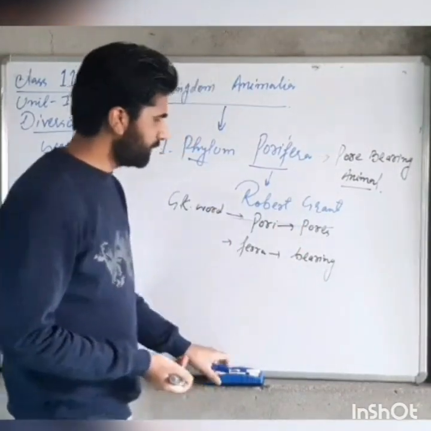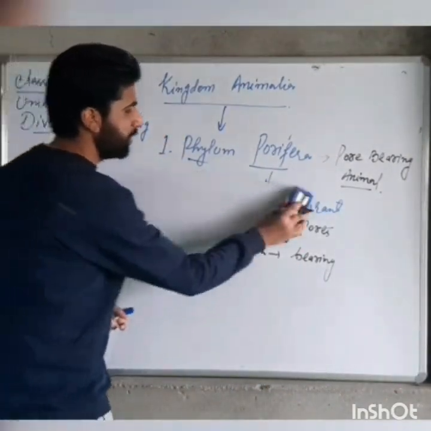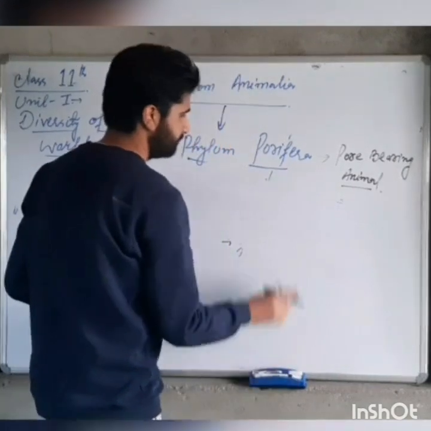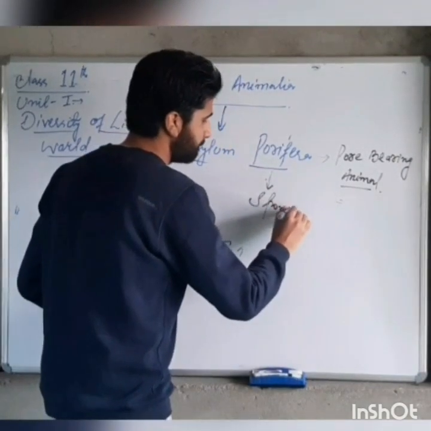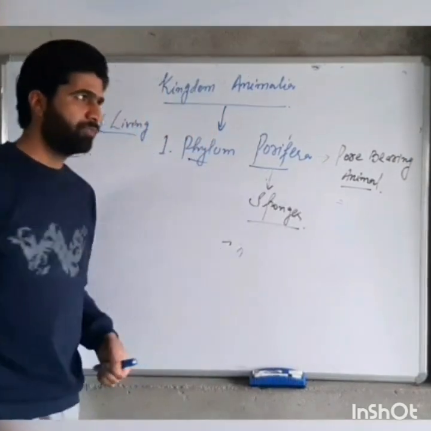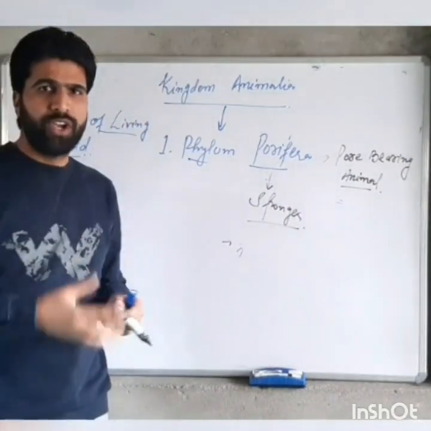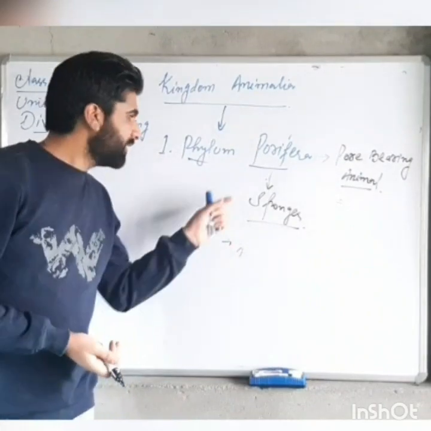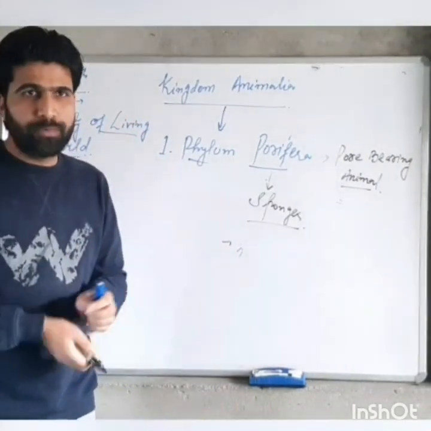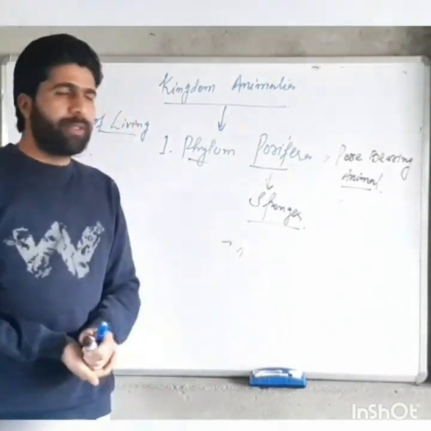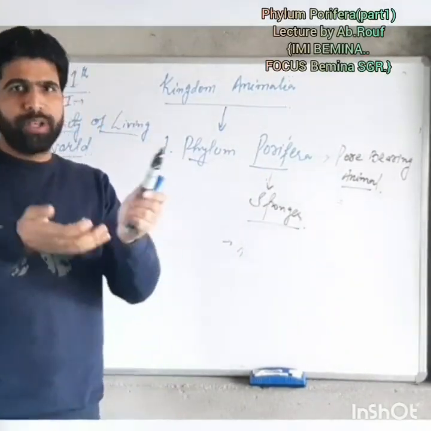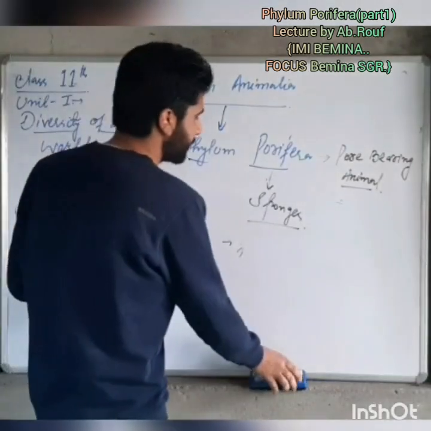Poriferas have a common name, they are commonly known as sponges. You might have seen a bath sponge, and it resembles that way because a sponge also bears pores. That's why it's called a sponge. The common name is sponge. So let's move to its general characters.